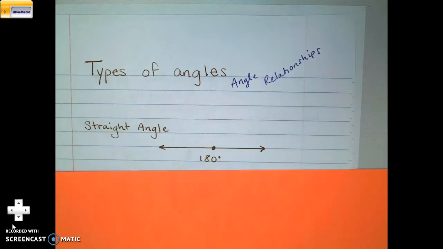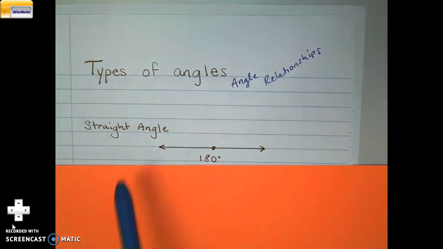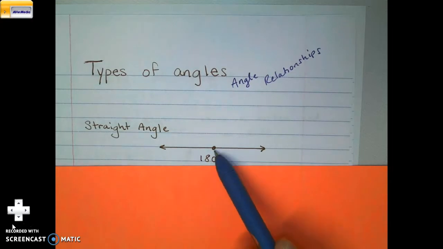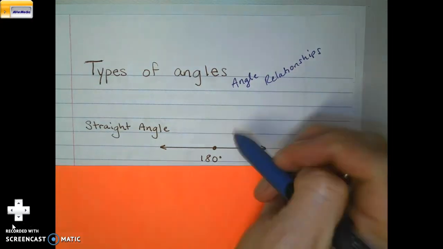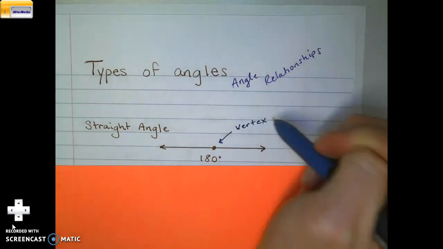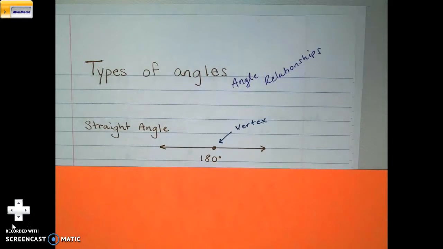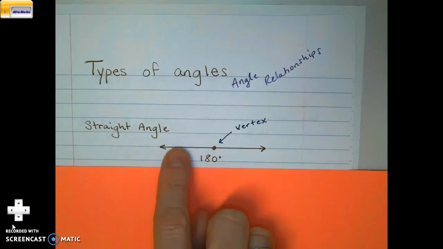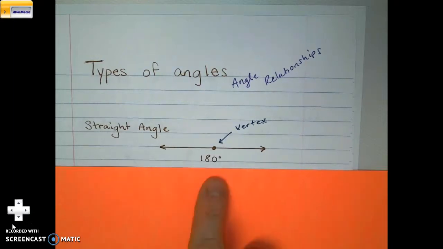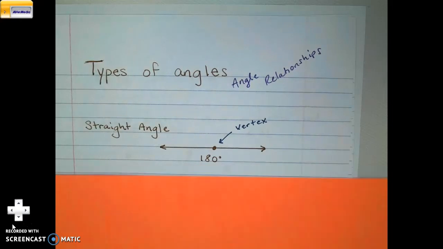First type, we talk about a straight angle. Remember, a straight angle is essentially a straight line, and it measures 180 degrees. The little dot you see there is called a vertex. When you have more than one vertex, they're vertices. We have that dot there because this is actually two lines, and the vertex holds it together. So this is a straight angle which measures 180 degrees.